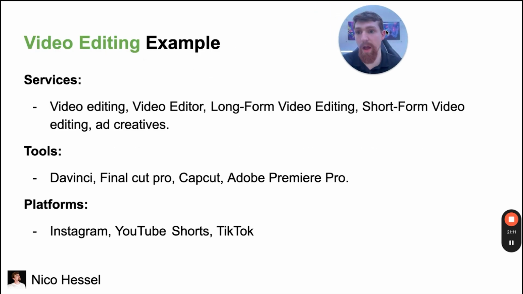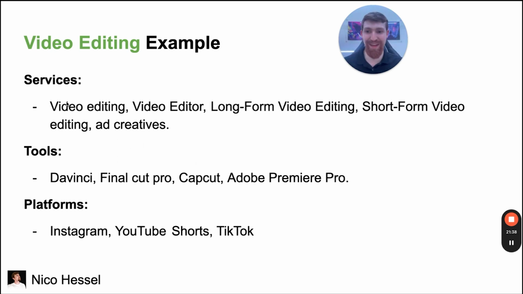So if I offered video editing, let's say, I might have put together a big list of services, and that might include the phrase video editing, video editor, long form video editing, short form video editing, and ad creatives, right? This is just an example. And I might have put together a list of tools that included DaVinci, Final Cut Pro, CapCut, and Adobe Premiere Pro. And a list of platforms that included Instagram, YouTube Shorts, and TikTok, right? This could be what my list looks like.